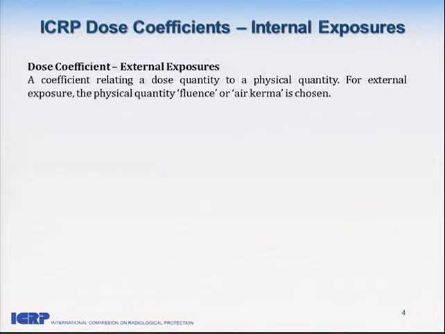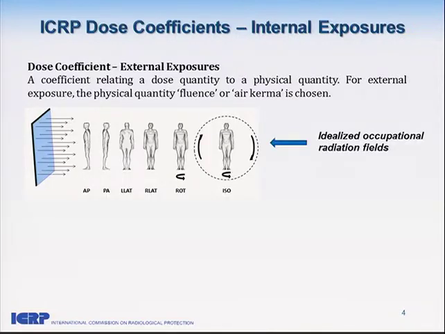For external exposures, a dose coefficient is the dose quantity of interest, the organ equivalent dose or the effective dose, normalized to a physically measurable quantity, either particle fluence, though in a lot of cases you don't measure fluence, you calculate fluence, or something measurable like an air kerma. And ICRP has traditionally done this in idealized fields corresponding to occupational exposures. So we have the phantom receiving monoenergetic photons coming from the front, and that's AP irradiation, anterior posterior. Radiation from the back, radiation from the left or right side, rotational coming in from all directions but normal to the axis of the individual, or isotropic coming in from all directions.